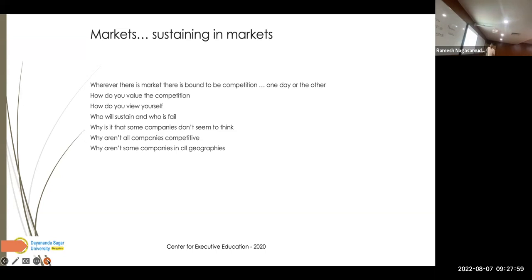Most importantly, why are not all companies competitive? Some of them are slow, lethargic, they really don't want to compete. And some companies are not across all the places, right? They might be only in Europe, they might be just in South India, they might just be somewhere else. They don't want to be expanding into other regions. So what is the reason why some companies do well and bad?